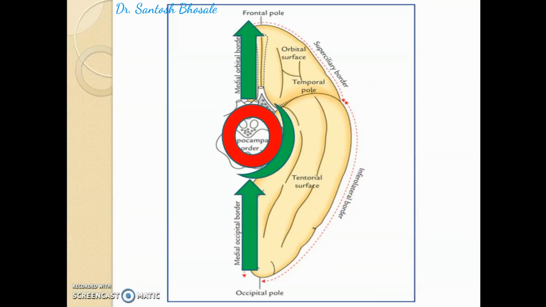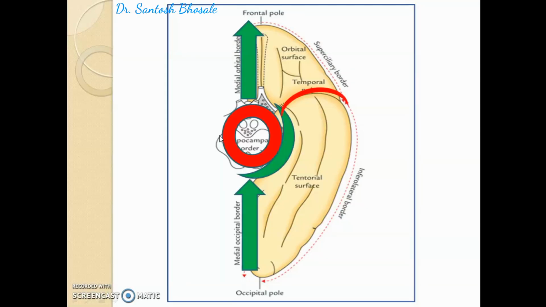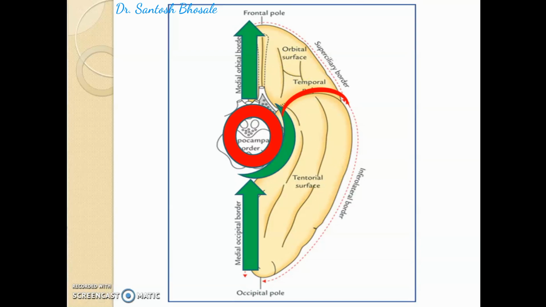And you are seeing the inferior surface. Here you can see the inferomedial border. The red circle is denoting the diencephalon interrupting there. Anteriorly there is the medial orbital border, posteriorly the medial occipital border, and also you will see the lateral sulcus. The diencephalon is here, separating the medial orbital border from the medial occipital border behind. And you can see the red semilunar shape showing the lateral sulcus, which divides the inferior surface into the orbital surface in front and the tentorial surface behind.